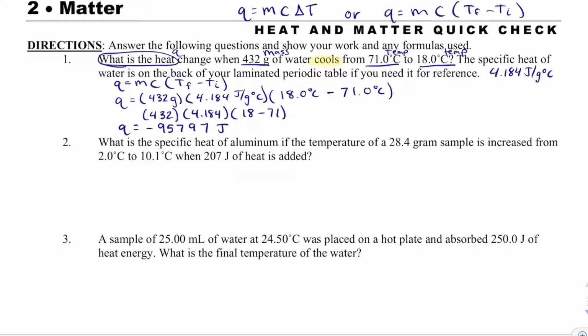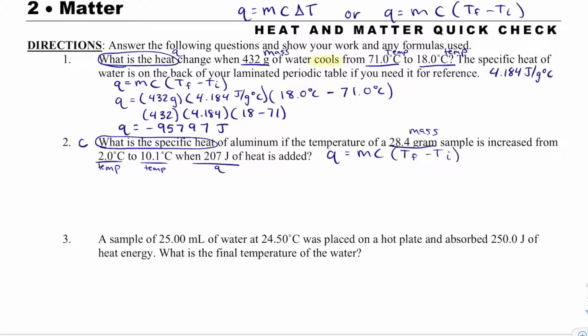Question 2 says, what is the specific heat? So that's what we're solving for. That variable is C. Of aluminum, if the temperature of a 28.4 gram sample is increased from 2.0 degrees Celsius to 10.1 degrees Celsius when 207 joules of heat is added. So our formula is Q equals mc (TF minus TI). And we can plug in what we know. We have a Q here. We have some temperatures. We'll figure out which one's initial and final later. And then we have a mass.